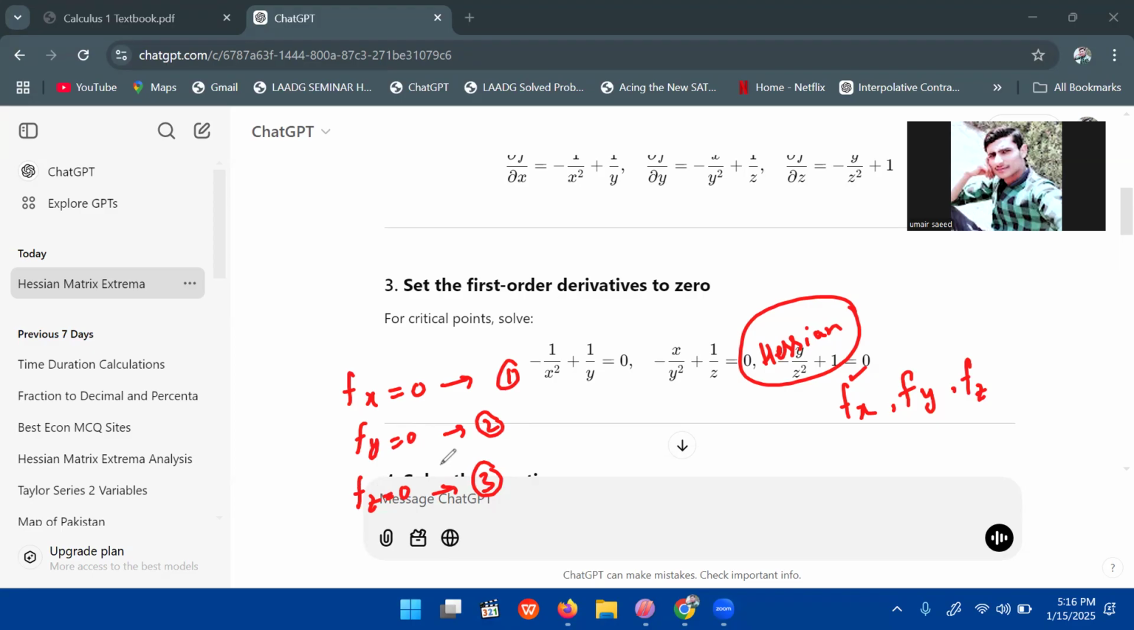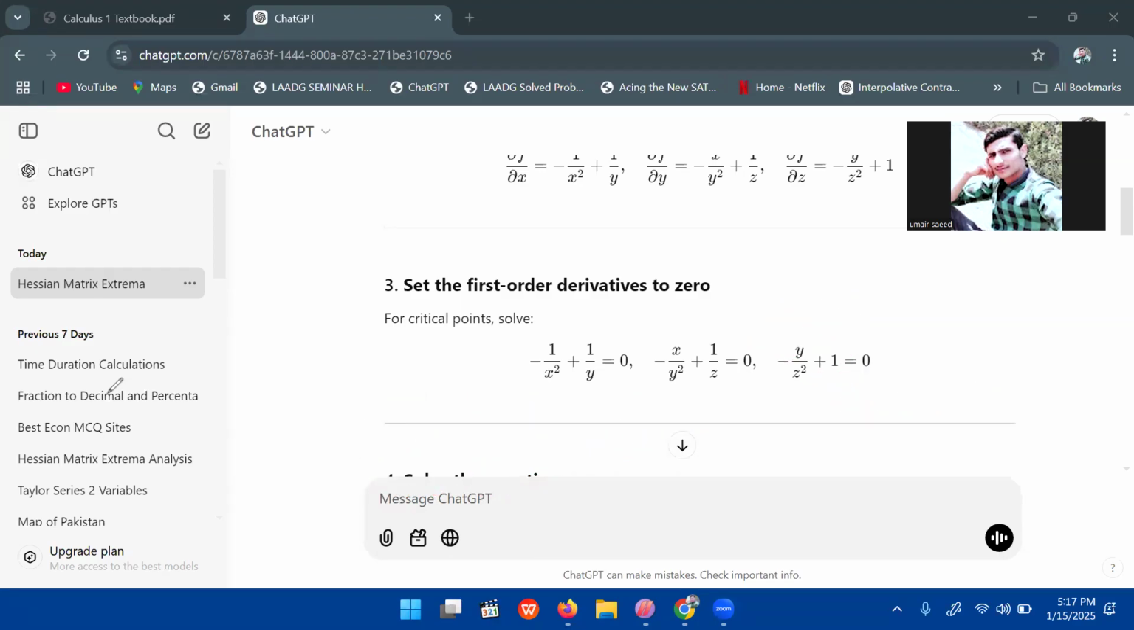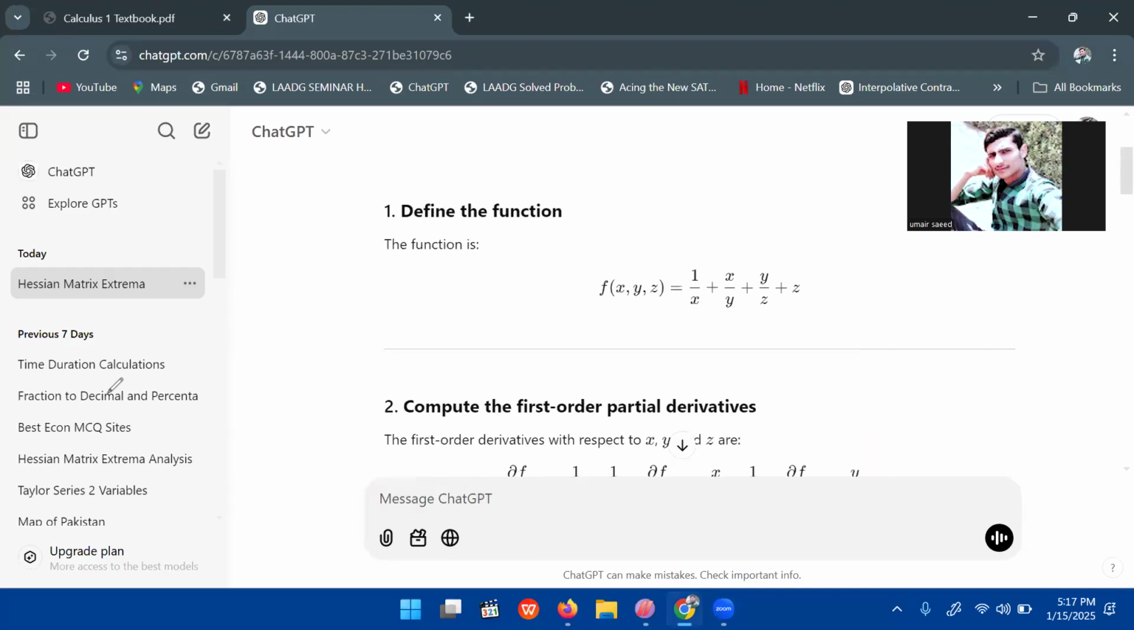We solve these three equations and find a critical point. The point is (x naught, y naught, z naught), which is our critical point. At this critical point, we check whether the function has a relative minimum or relative maximum. So in this question, we have the function f of x, y, z equal to 1 over x plus x over y plus y over z plus z.